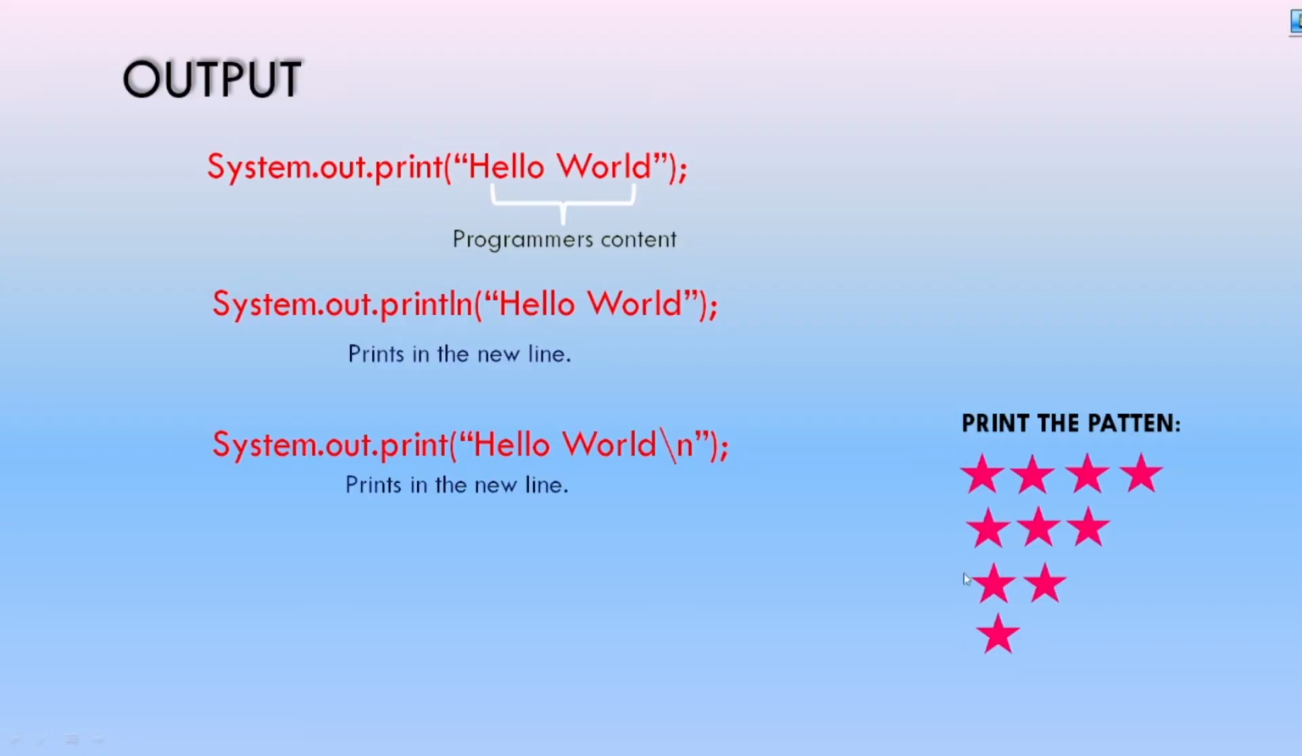Here you have a simple pattern to print, that is a star pattern: 4 stars in the first line, 3 stars in the second line, 2 stars in the third line, and 1 star in the fourth line. If you have to do this star pattern, you can do it in two ways. Now let us see which are the two ways here.